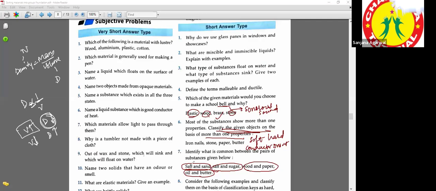So very good, Neha. Salt and sand seem not dissolvable, and you can say they are solid. It's okay, you have told about the state of matter. That's fine. Salt and sugar, we know both get dissolved in water, so yes, they are dissolvable. Next, wood and paper, they do not conduct electricity. Although paper is also derived out of wood, so they fall under a similar category. And oil and butter, they are not mixable in water. Good. Others have any doubt?